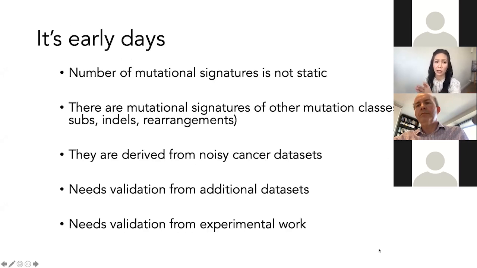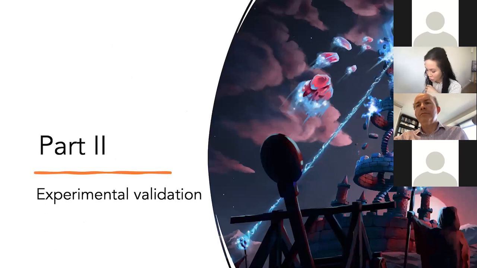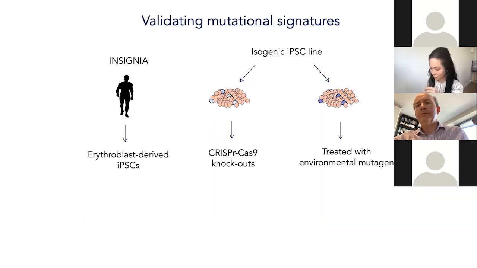So I will say it's early days. The number of mutational signatures isn't static. There are signatures of other classes: double subs, indels, rearrangements. And the signatures are derived from noisy cancer data sets, right? Patients are not controlled in any way. So we do need some validation from additional data sets like Genomics England, and we do need validation from experimental work as well, which brings me to my next section on experimental validation.